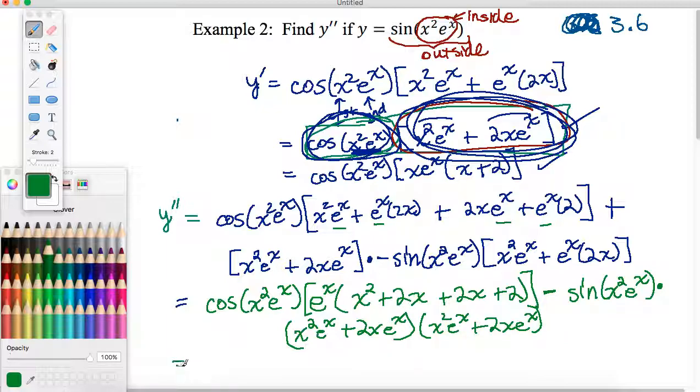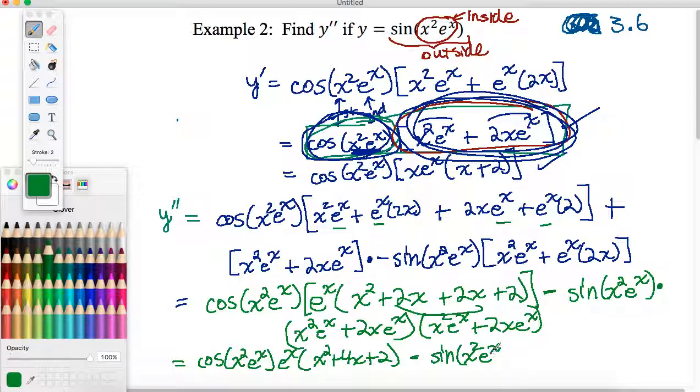But what I'm going to figure out here is that I'm going to have cosine of x squared e to the x times e to the x times, well, I can combine these two x's. So that'll be x squared plus 4x plus 2. And then I have minus my sine of x squared e to the x.